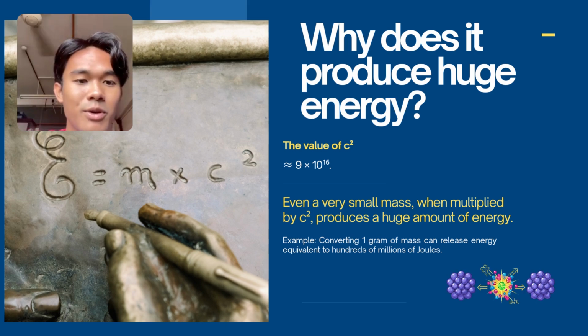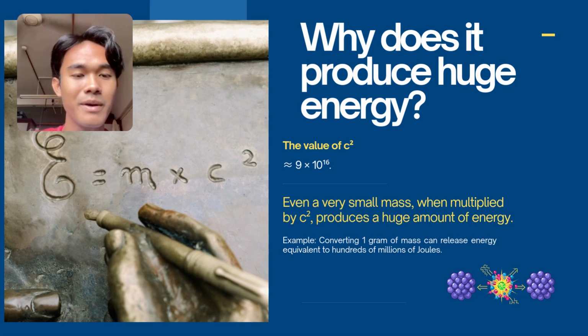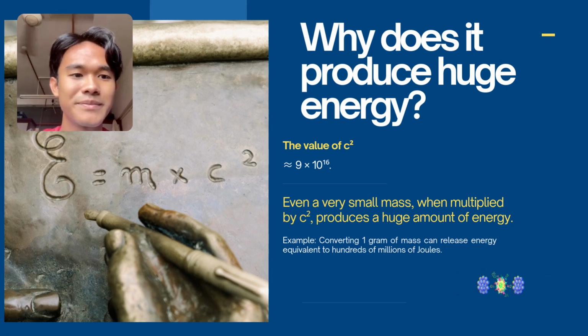So why does it produce huge energy? So we know c² is equal to 9 × 10¹⁶ meters squared per second squared, and even a small mass, when it is multiplied with c², will produce a huge amount of energy.